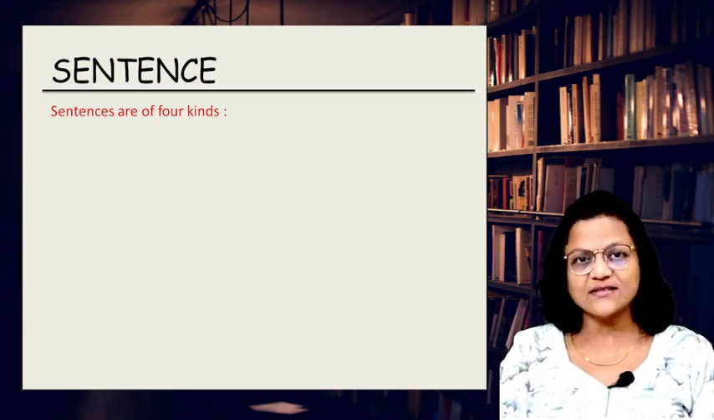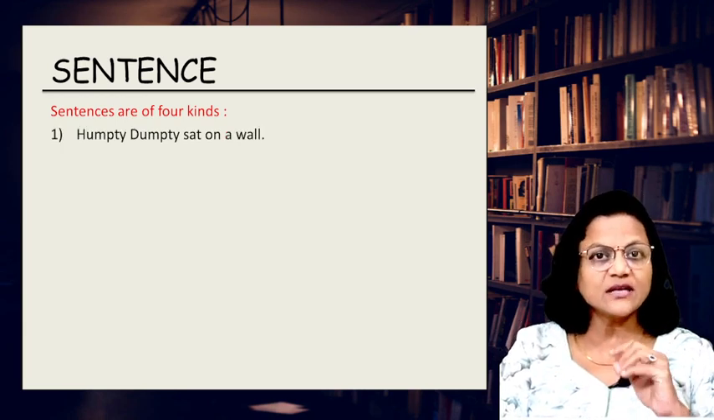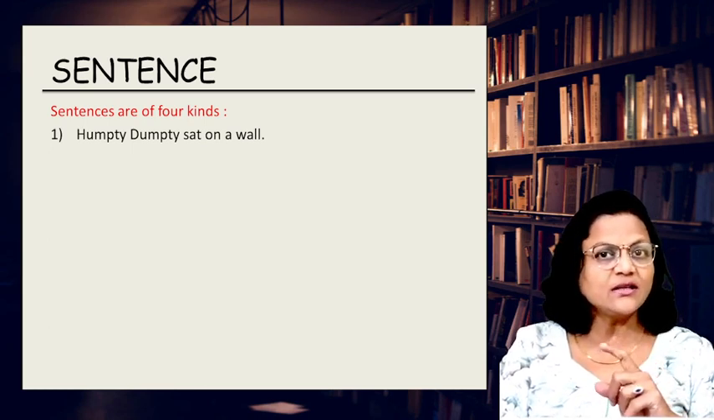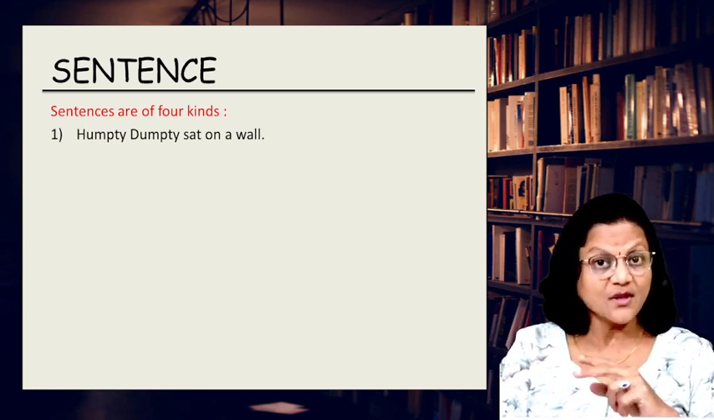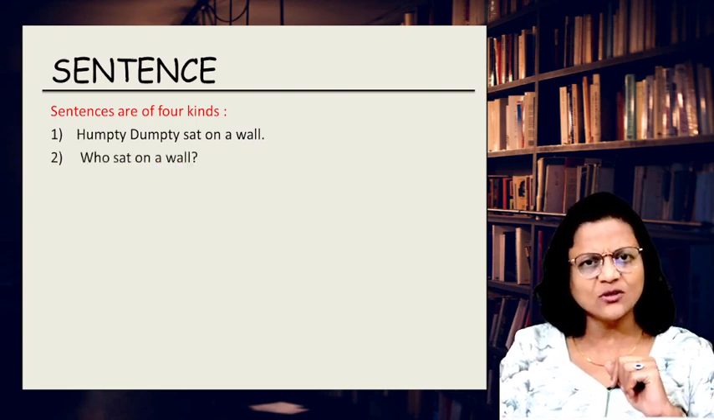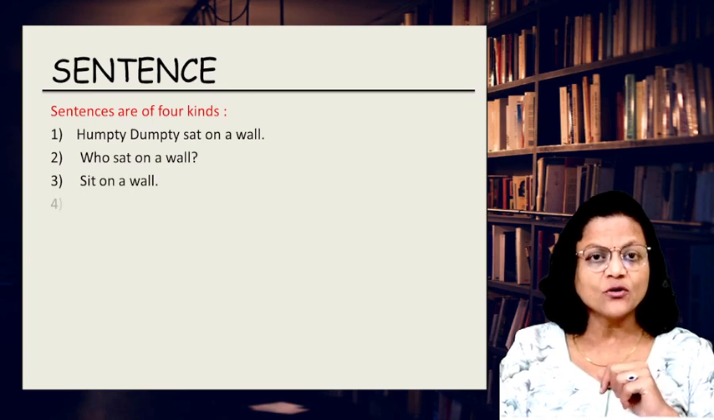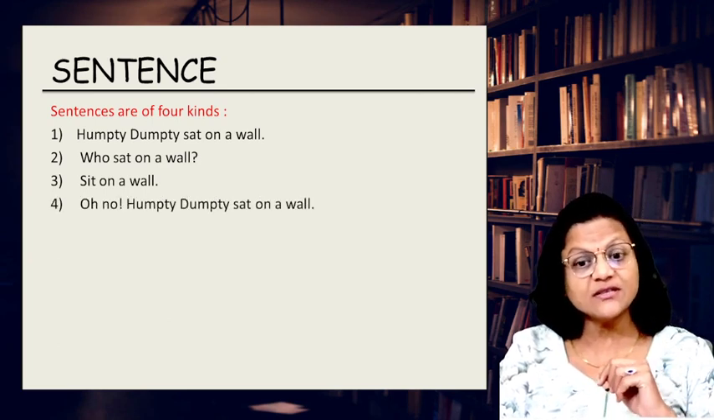Sentences are of four kinds. Let's study them with examples. Number 1, Humpty Dumpty sat on a wall. Number 2, who sat on a wall? 3, sit on a wall. 4, oh no, Humpty Dumpty sat on a wall!